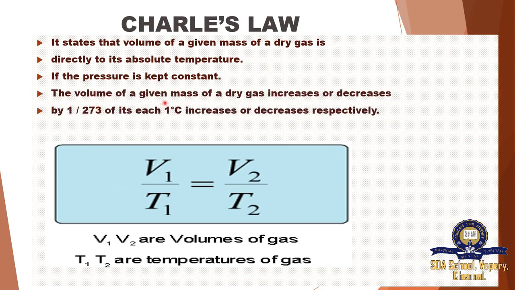The volume of a given mass of a dry gas increases or decreases by 1 by 273 of its volume, that is, it's a Kelvin scale. We are going to increase 1 degree Celsius of temperature, and the volume may increase or decrease respectively. Here we are comparing two different gases, so that's why we are taking V1 T1 and V2 T2. V1 and V2 are volumes of gases, and T1 and T2 are temperatures of gases.